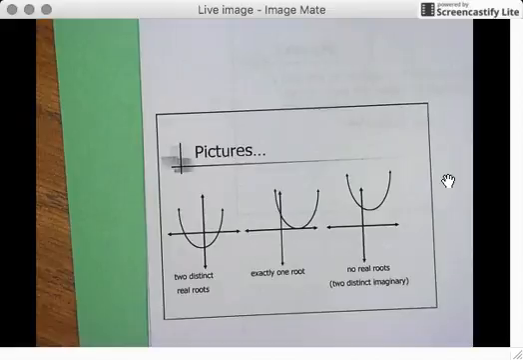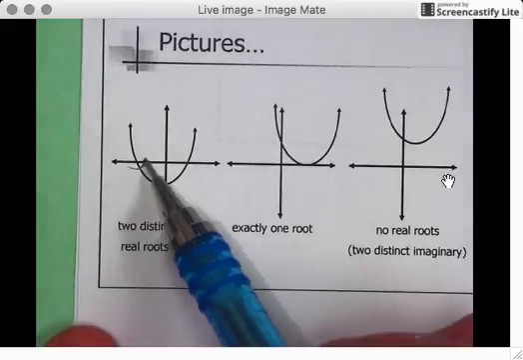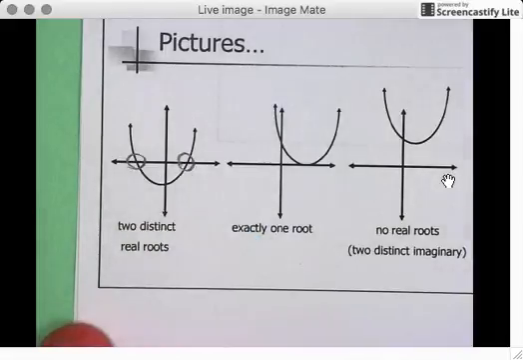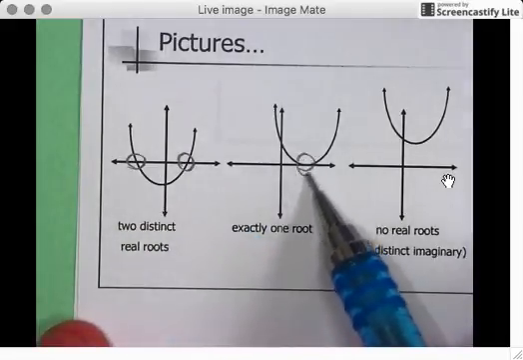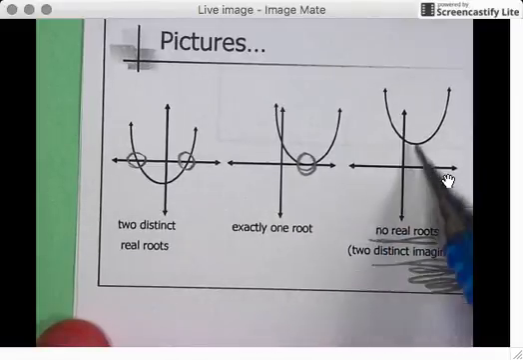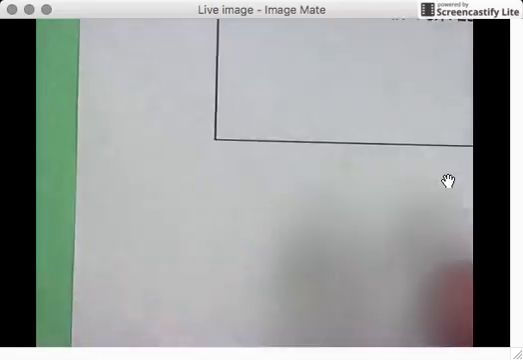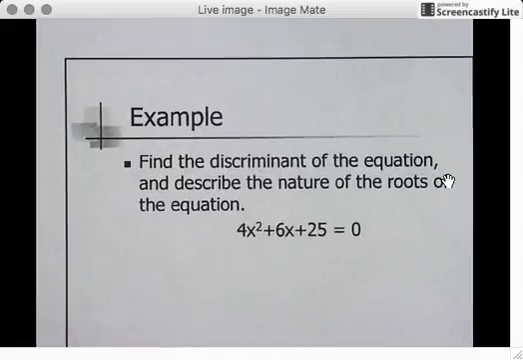If we're graphing parabolas, if there's going to be 2 roots, it's going to cross the x-axis twice. If there's going to be 1 root, it's just going to touch the x-axis. And if there's no real roots, if they're imaginary, it doesn't even touch the x-axis. So here is an example. This is how it's going to be worded in the textbook. You're going to find the discriminant. The discriminant is a number. And based on the number, you will describe what kind of roots it has.